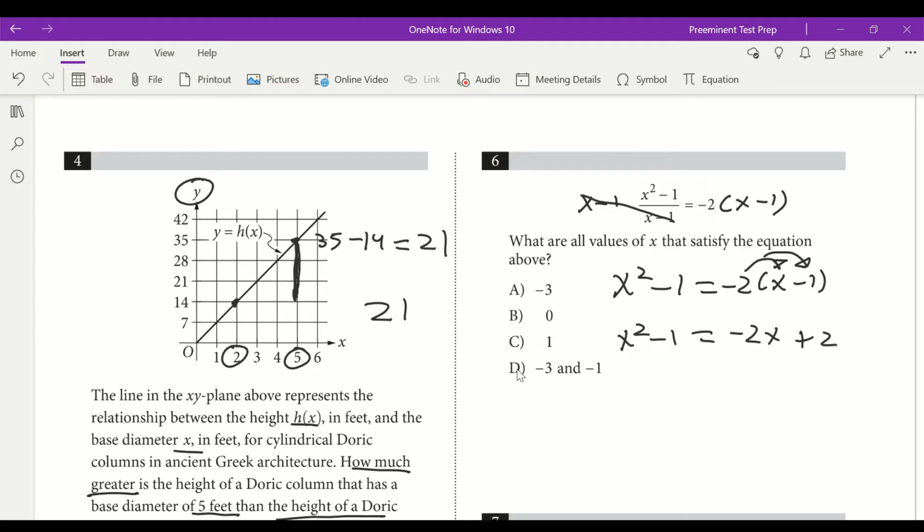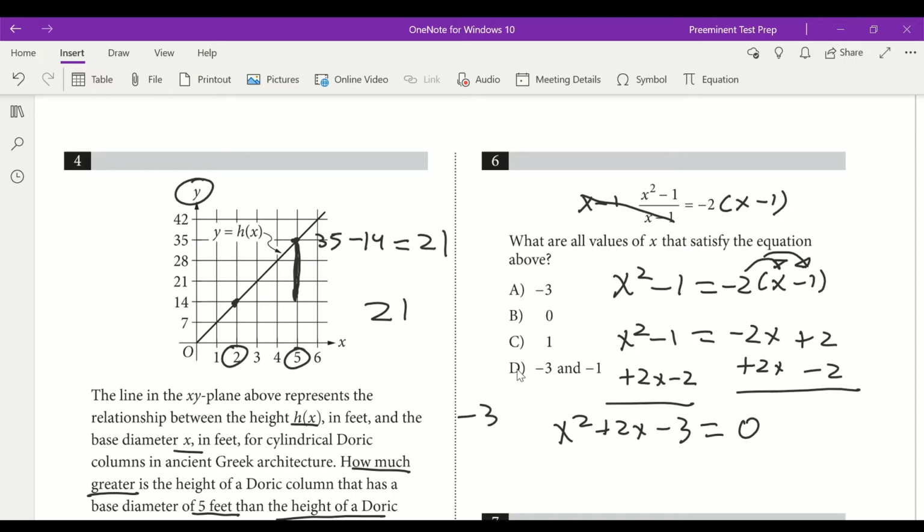We have to get everything on one side and set it equal to 0 and then solve for our x. So we're going to go ahead and add 2x and subtract 2 to each side. So we're left with x squared plus 2x, and then we have negative 1 minus 2, which gives us negative 3, equals 0. Now we're looking for factors of negative 3 that add to 2. Okay, so what are our factors of negative 3 that add to 2?